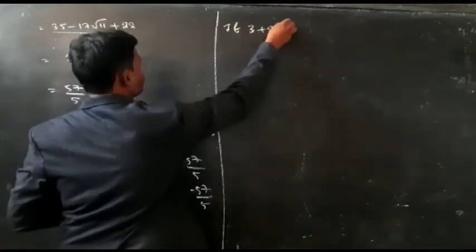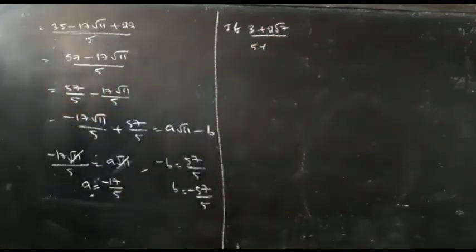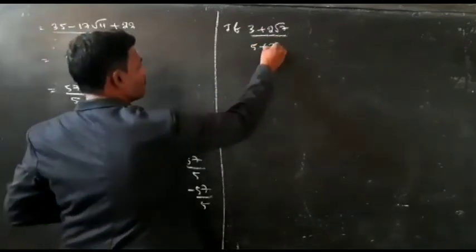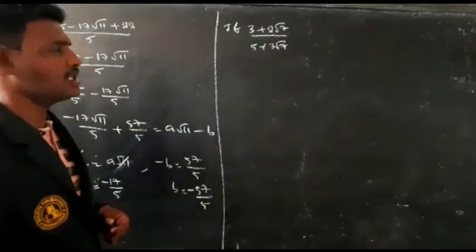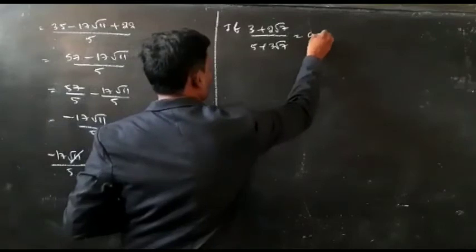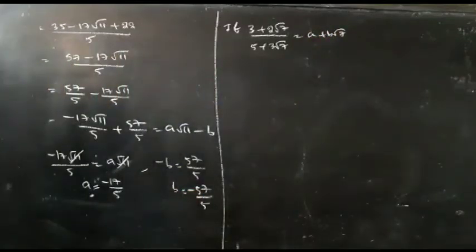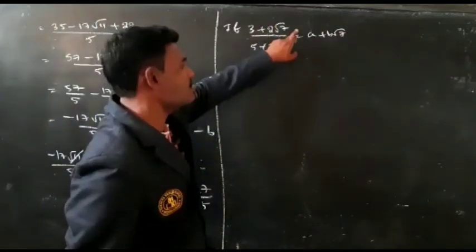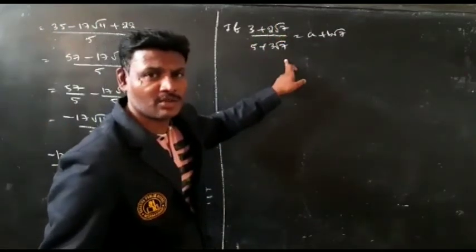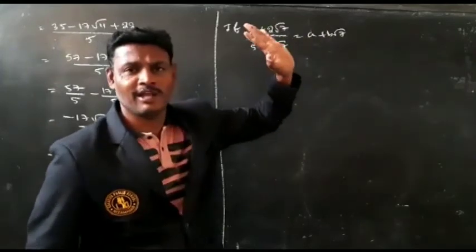If 3 plus 2 root 7 by 5 plus 3 root 7 is equal to a plus b root 7, then find the value of a and b. Here, what is the question? If 3 plus 2 root 7 by 5 plus 3 root 7 is equal to a plus b root 7, then find the value of a and b.